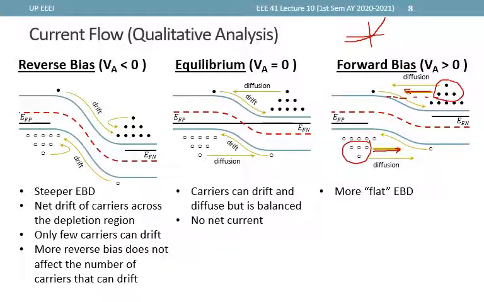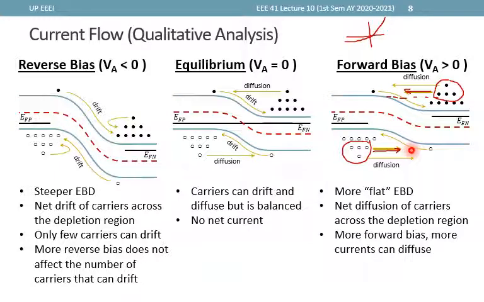And since the number or density of carriers that can diffuse actually exponentially increases as we make this more flat, if you notice here, there are more carriers nearer EC for electrons and nearer EV for holes. So the more flat this energy band diagram is, the more carriers can diffuse to the other side, and that is the cause of the exponentially increasing current. So the more forward bias, the more carriers can diffuse, and the larger the current.